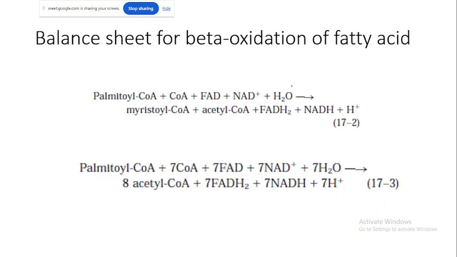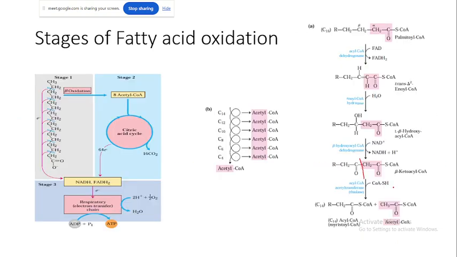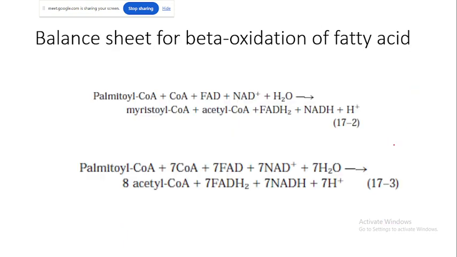And then it is forming one molecule of acetyl CoA, of course, and then it is producing one molecule each of FADH2 and NADH, right? After full oxidation, there will be 7 cycles. So 7 cycles will use 7 FAD plus, 7 NAD plus, 7 molecules of H2O, and ultimately it will produce 8 molecules of acetyl CoA and 7 FADH2, 7 NADH, right? So that will be the balance sheet for the beta oxidation of fatty acid for C16 palmitoyl CoA.